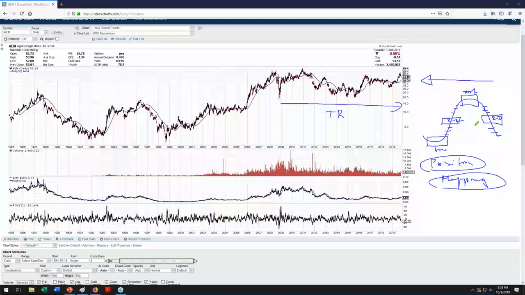So we are either in the distribution or we are in the reaccumulation. We have had a trading range that lasted for multiple years. We have had a markup that has lasted also for multiple years, and then we have had a trading range. So we are probably somewhere here.